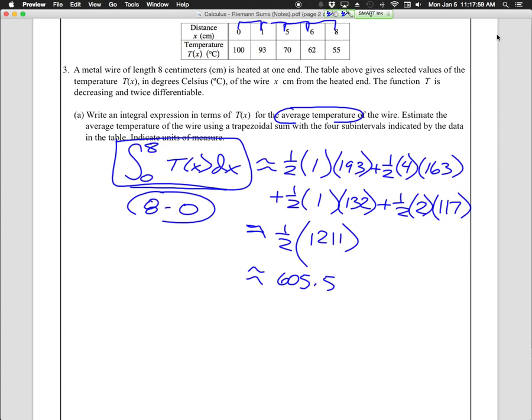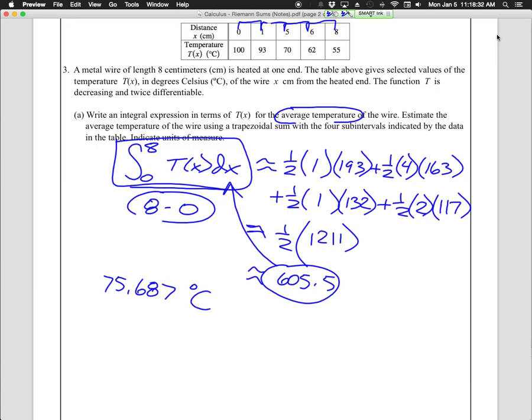The change in the function above. So this right here is just the top part. But I want the average temperature, so what do I need to do to 605.5 to get the average temperature? I divide by 8. So then I divide that by 8, and that gives me 75.687. And what do my units need to be on that? Celsius. It needs to be degrees Celsius.